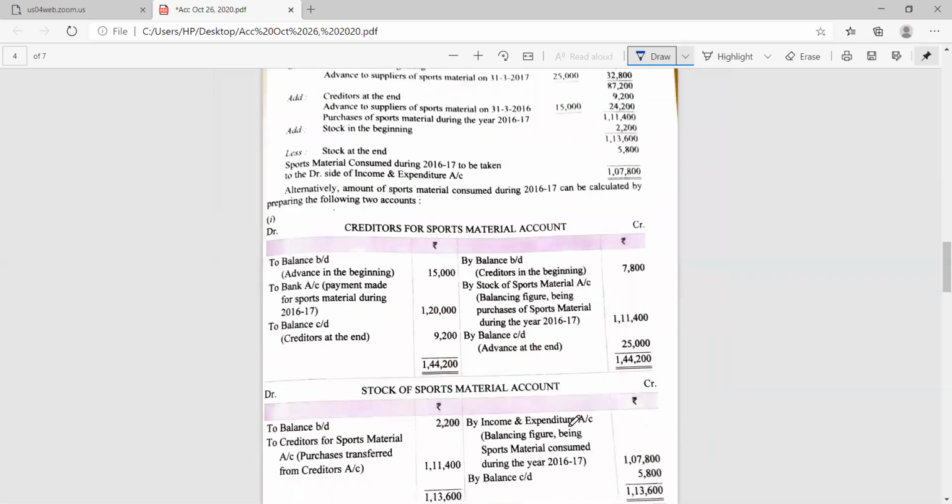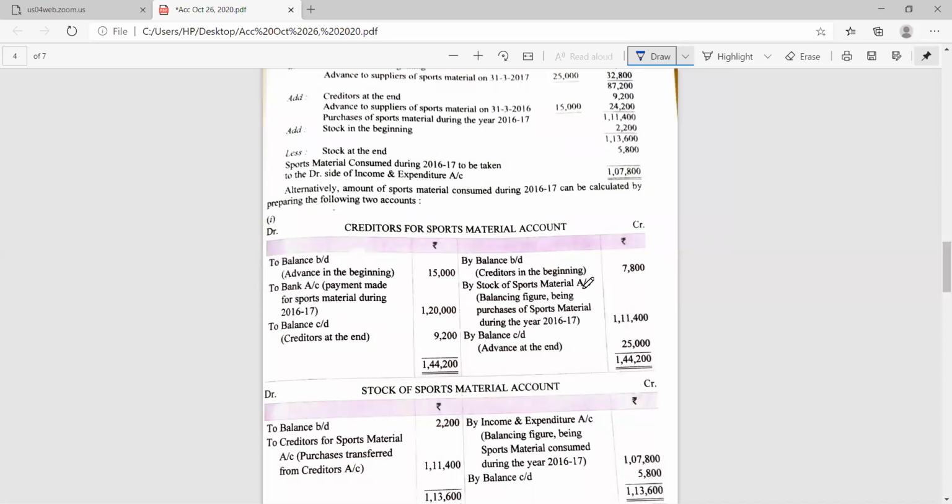Alternatively, you can prepare the account as we have discussed earlier. The accounts can be prepared as well. Creditors for the sports material, as it is the account for the creditor. So what to do? The balance of the creditor is to be shown on the credit side, because creditors are a liability and credit in nature. So the opening balance is to be shown on the credit side. The closing balance, that is the creditor at the end, is given over here. It is to be shown on the debit side.